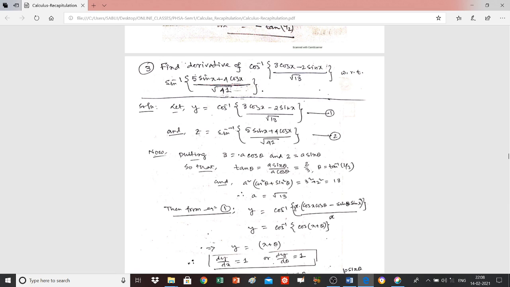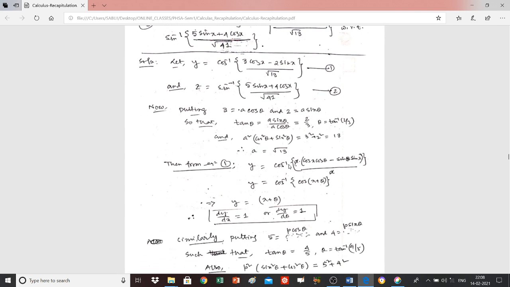So that is cos inverse a. Then this 3 is a cos theta, so cos theta, then cos x minus sin x, then sin theta by a. Just substitute the values of these 3 and 2 here by a, because you know that root 13 is calculated as a. So this a is written here. After that, y is equal to cos inverse cos of (x plus theta). That means cos inverse cos x is x, so y is equal to x plus theta, and from here dy by dx is 1, or you can calculate dy by d theta, that is equal to 1.